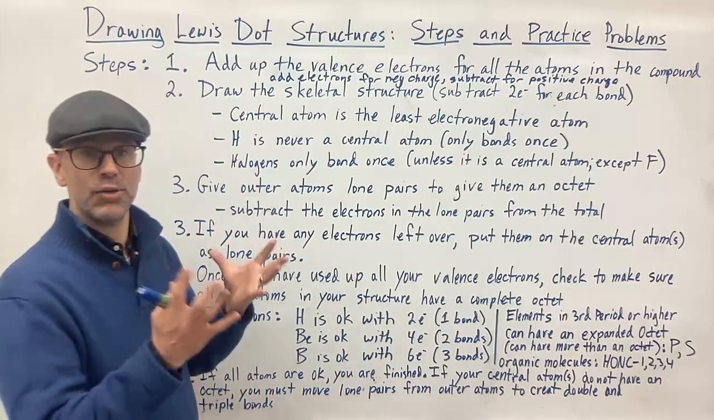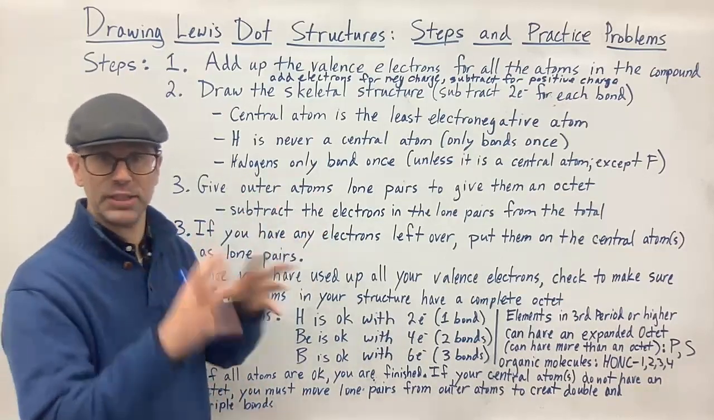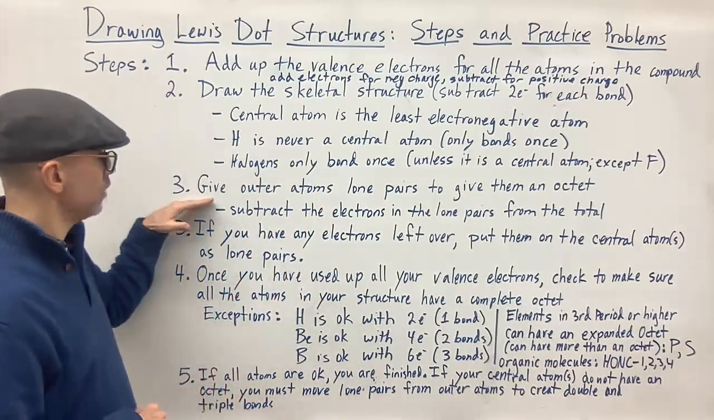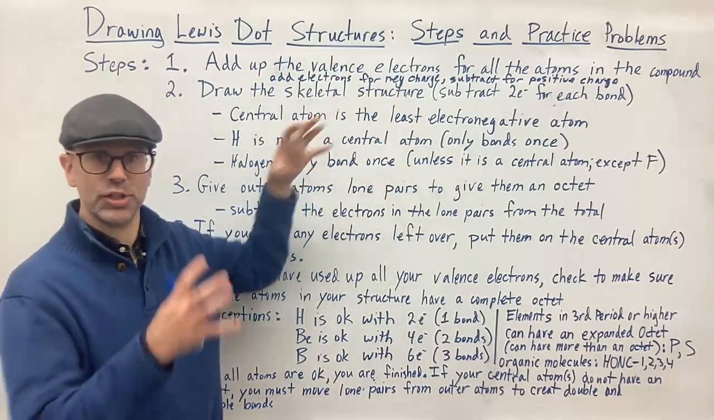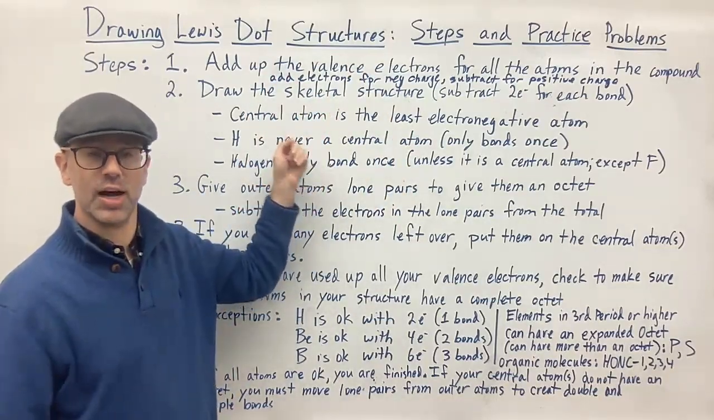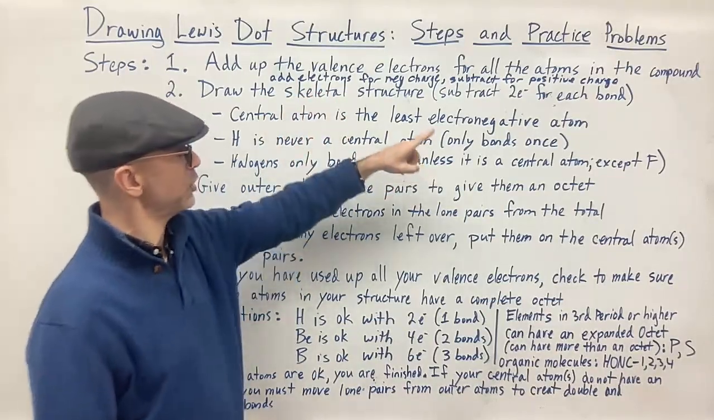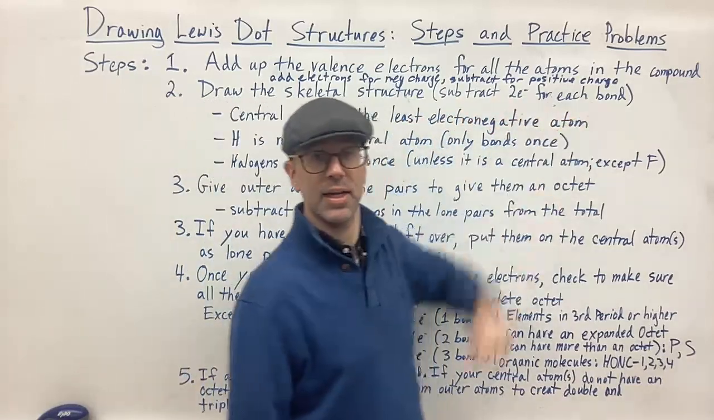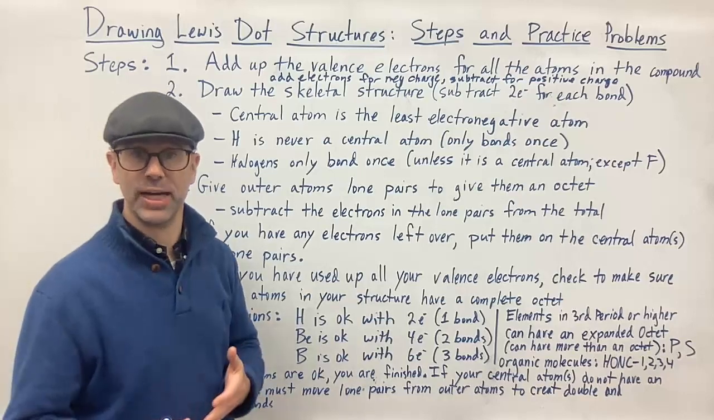Okay, so now you've got your skeletal structure. You figured out what your central atom is. You bonded everything to the central atom. Now what? Third step. Oh, and by the way, just to remind you, after you've constructed your skeletal structure, make sure that you subtract 2 electrons for each bond that you put together, right? So every bond has 2 electrons.